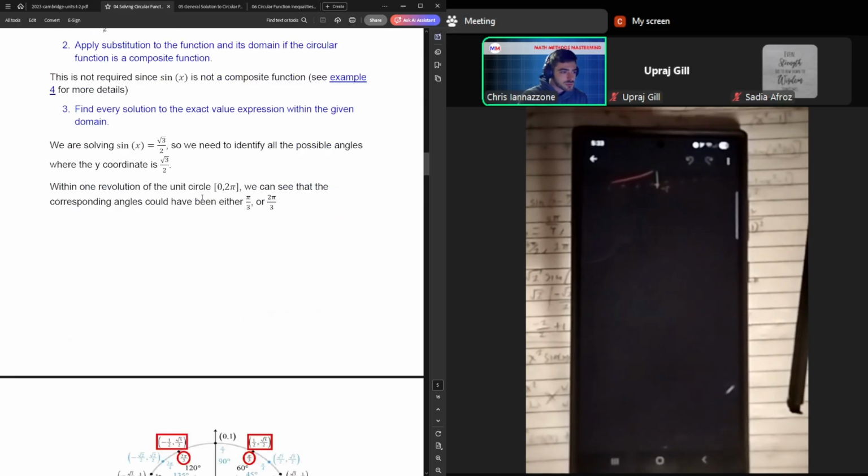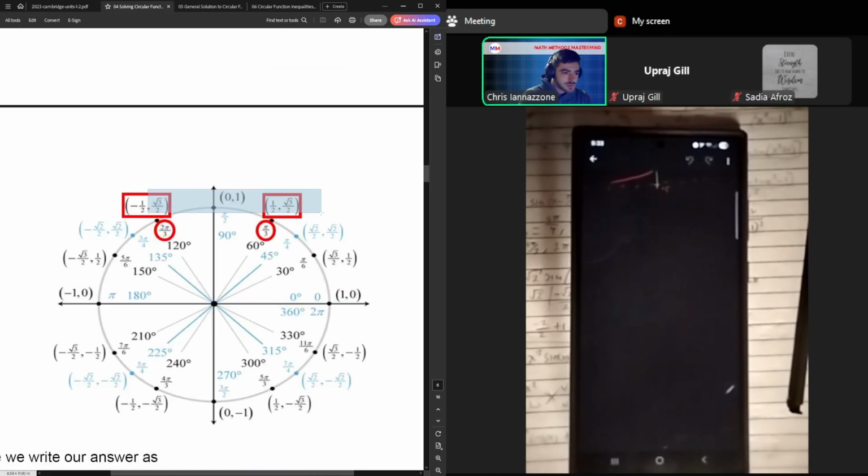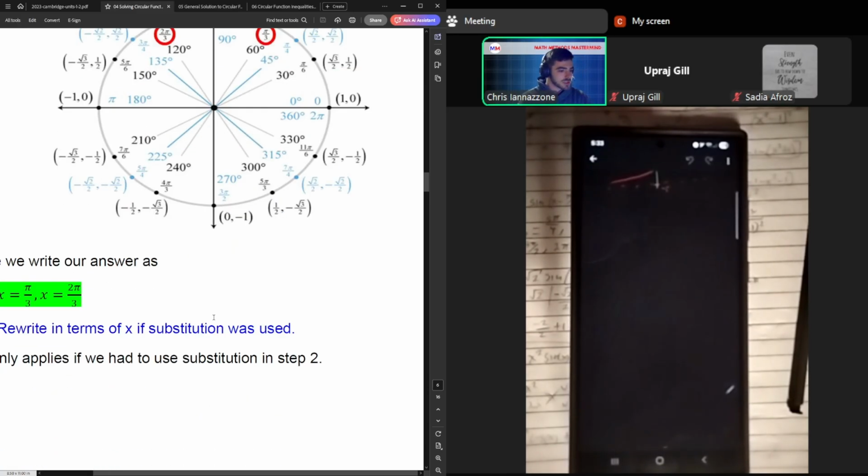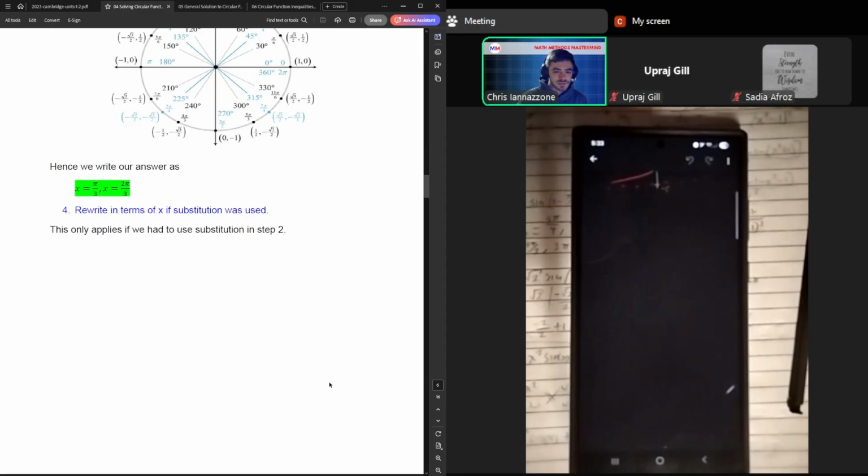From there, we look for where all the y values are root 3 over 2. Y values because it's sine rather than cos. That's going to be the pi over 3 and the 2 pi over 3 respectively. If there's any questions at any time, feel free to interrupt me.